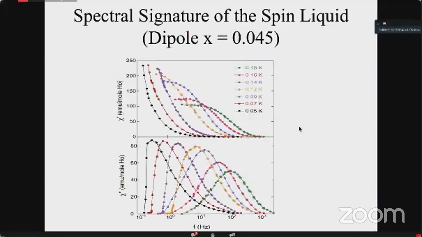So what does the spin liquid look like? I showed you the spectral response before of the spin glass. And in a lot of ways, this is the anti-spin glass. So what you're looking at here, and I'll explain what I mean by that, is the real part of the susceptibility at a series of temperatures, 180 millikelvin down to 50 millikelvin. And then on the same plot, from 10 to the minus 1 hertz to 10 to the 3 hertz, the imaginary part of the susceptibility. And these contain the same information. They're related by the Kramers-Kronig relationship. But you can see things a little easier on the imaginary part of the susceptibility.